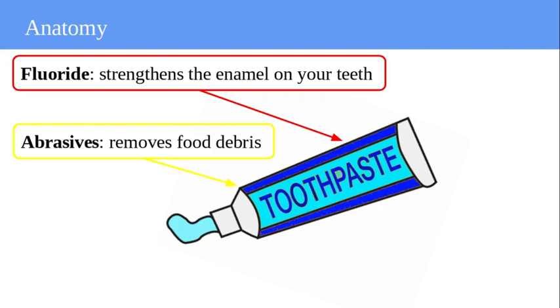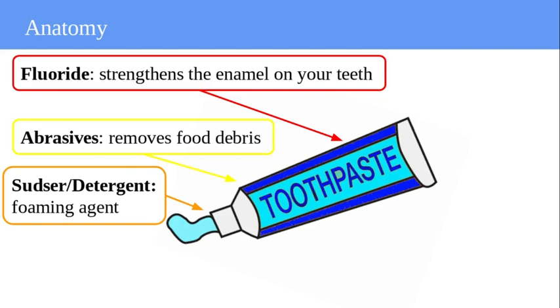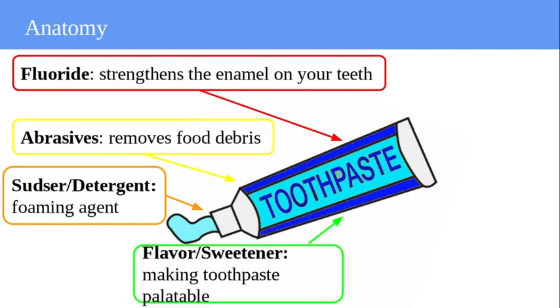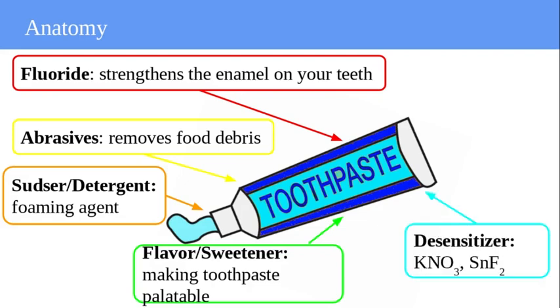Toothpaste also contains abrasives that help remove food debris. There are also surfactants or detergents which help the toothpaste foam as you brush. Of course, we want to encourage brushing, so flavoring agents and sweeteners are added for taste. Some specialized toothpaste, such as Sensodyne, adds a desensitizer to treat sensitive teeth.